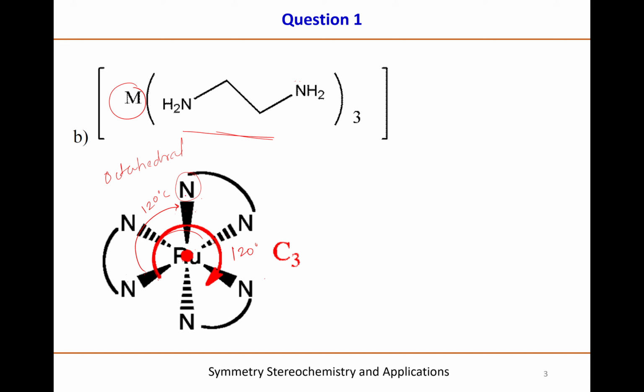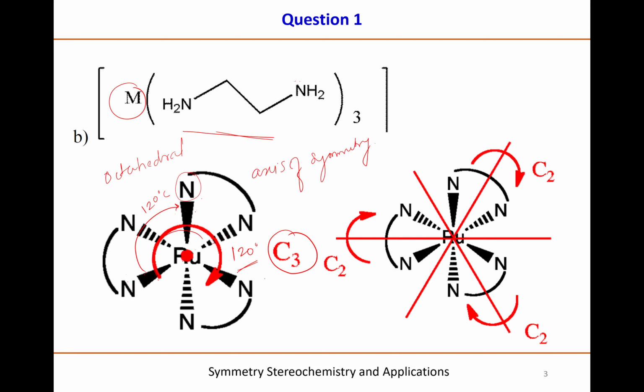Okay, indistinguishable. Because after the rotation the molecule looks the same as it was looking earlier, that's why this is called an axis of symmetry. Because the angle is 120, that's why the axis will become C3. Okay, C3, threefold axis.